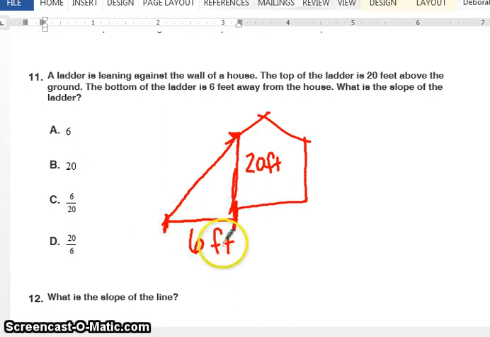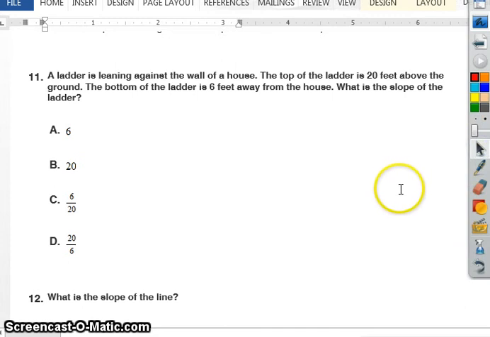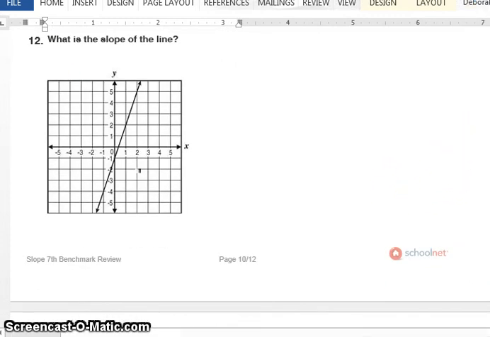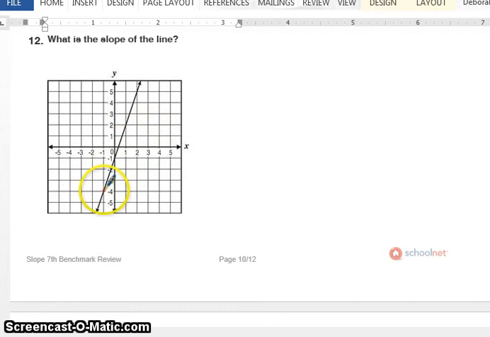What is the slope of the ladder? Well, we go from 20 over 6 is the rise. 20 rise over 6, and that would be D. Number 12. What is the slope of this line? So an exact point looks like that would be here, maybe here. Yep, that looks like it works.